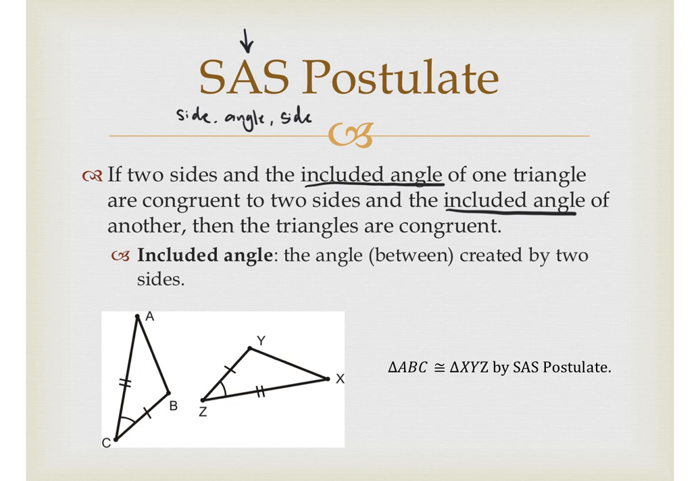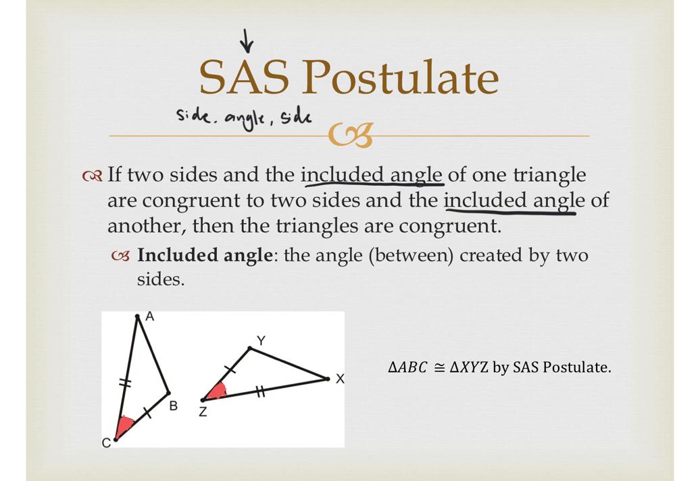Now, a bit of vocab. An included angle is the angle between the 2 sides. It's created by the 2 sides, which is why I pointed out the name. So if you look down here in the picture, notice that angle C, our congruent angle, and angle Z, the other congruent angle, are in between the 2 congruent sides. Order matters on this one. If this angle is not in there, then it doesn't count.